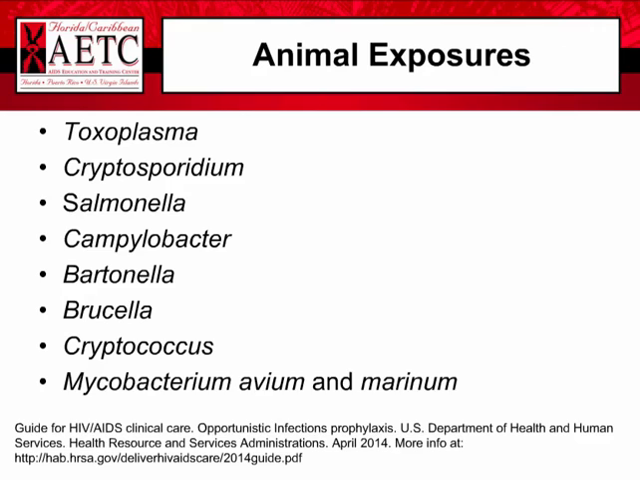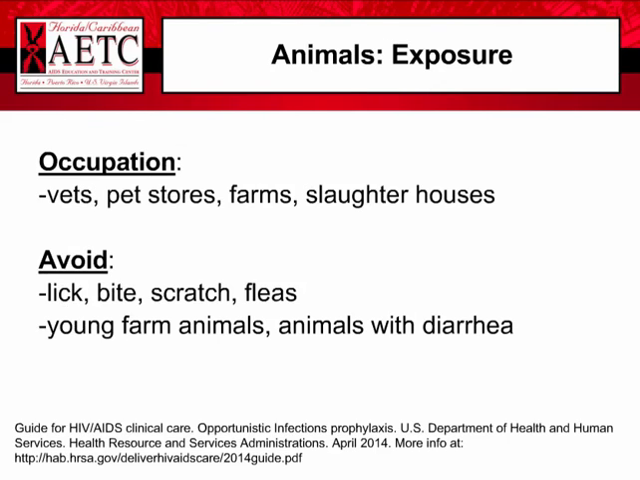Finally, getting to animal exposures that some patients have many questions on because lots of our patients may have pets. So toxoplasma is a big one. As we said, it is a parasitic infection, same with cryptosporidium. Certain enteric infections we can get from our animals, like Salmonella, Campylobacter. Other bacterial infections we can get, like Bartonella, Brucella, Cryptococcus, and Mycobacterium avium and marinum. We're going to touch on some of the more common ones in the next slides.